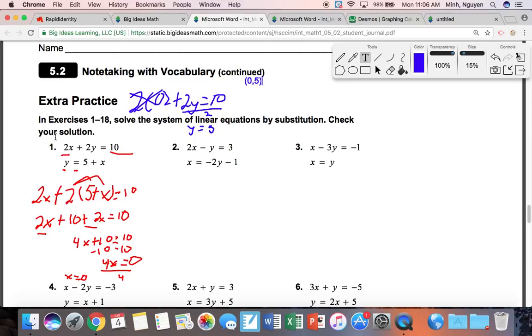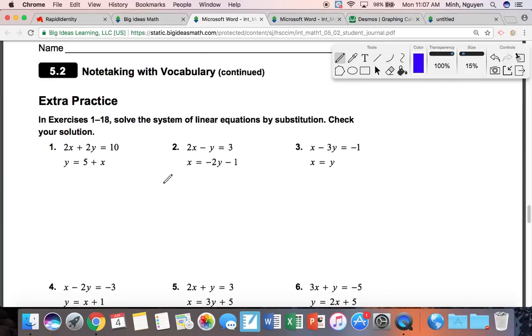(0, 5). Now it says check your solutions. Remember, when we have a solution, it doesn't have to work for just one of them, but it has to work for both of them. So (0, 5): 2 times 0 is 0, plus 2 times 5 is 10. 10 equals 10. That's fair. y equals 5 plus x, so we say 5 equals 5 plus 0. That also checks out. 5 equals 5. So our solution is (0, 5), and we checked it and it works.